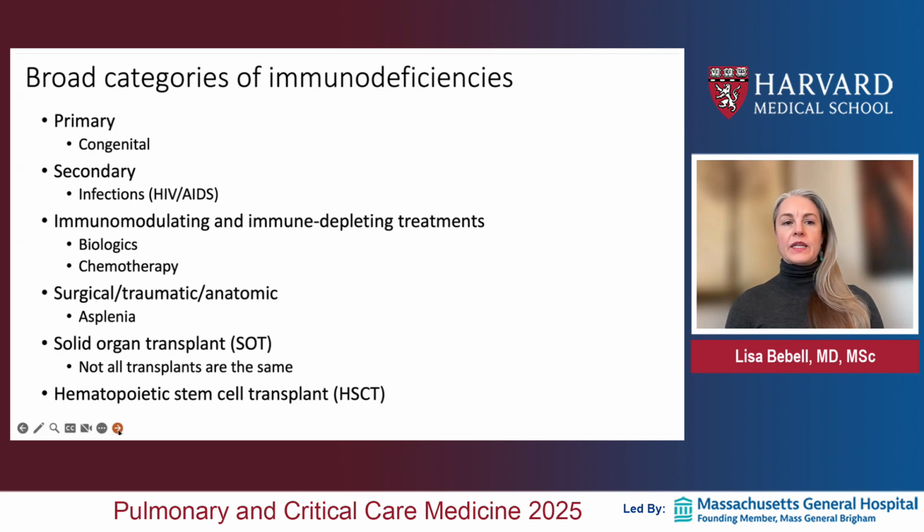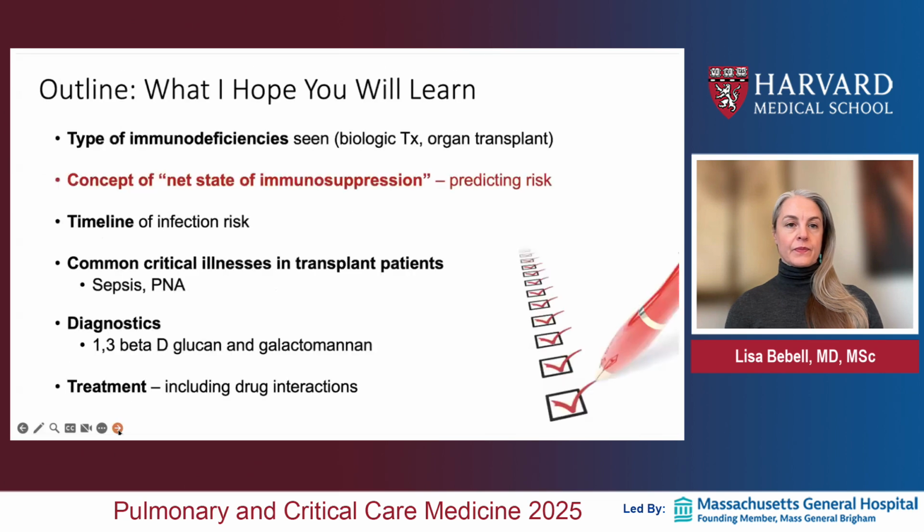I think even more common these days, we see a lot of immunomodulating and immune depleting treatments, including biologics, which I'll talk a little bit about, and chemotherapy, which are often done in the same patients as well. We also do see some people who are asplenic. I won't really cover the effects of asplenia today, but you should also be aware that that can cause different types of immunodeficiencies than others. And of course, we see our transplant patients, so both solid organ and hematopoietic stem cell transplants. And I'll spend more time talking about those populations today because they tend to present more often in the ICU.